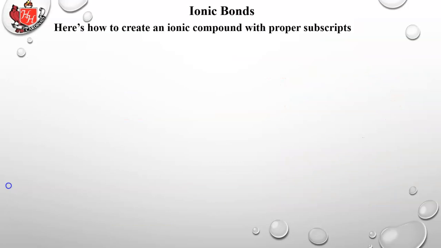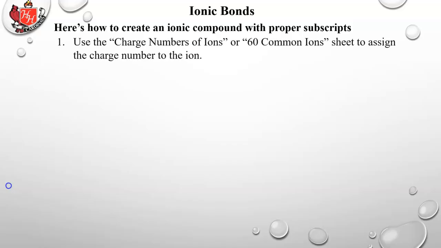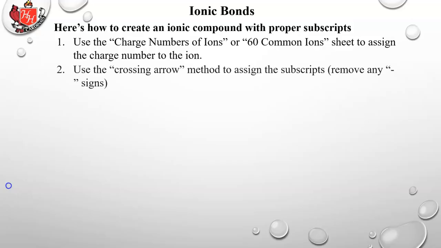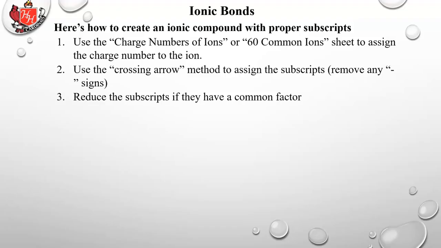Here's how to create an ionic compound with proper subscripts. So 1, use the charge number of ions or the 60 common ion sheet to assign the charge number to the ion. 2, use the crossing arrows method to assign the subscripts and remove any signs. So let's look at some examples. Okay, and then reduce the subscripts if they have a common factor.